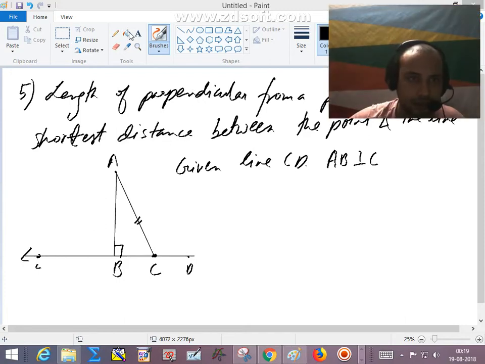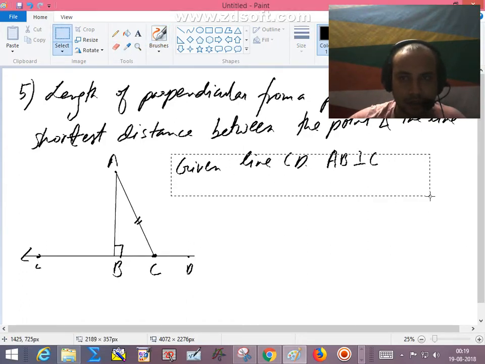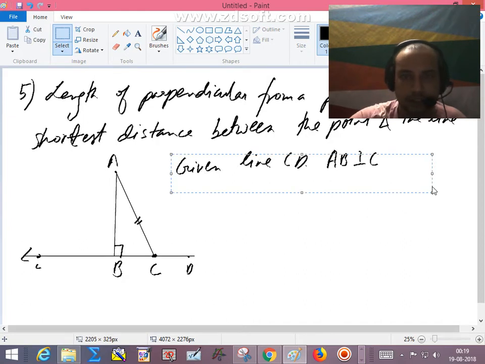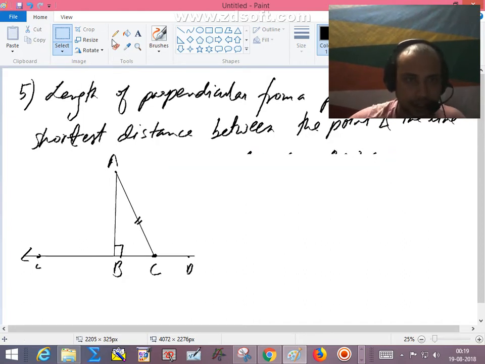So students, today we will study the last remaining inequality, that is, the length of the perpendicular drawn from a point to a line is the shortest distance between the point and the line. Suppose here we are given a line CD. On this line CD we have drawn one perpendicular from a point A. The perpendicular is AB. Now see here, if I take a variable point E on any part of this line, denoted by E, and join it with A, triangle ABE will be a right triangle, right?